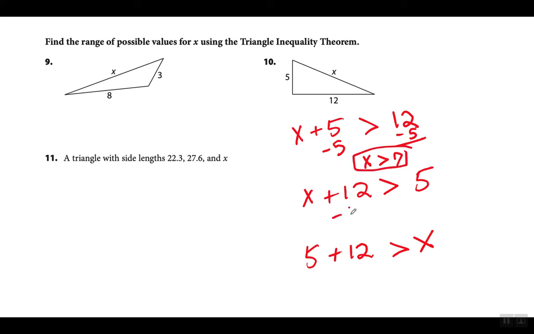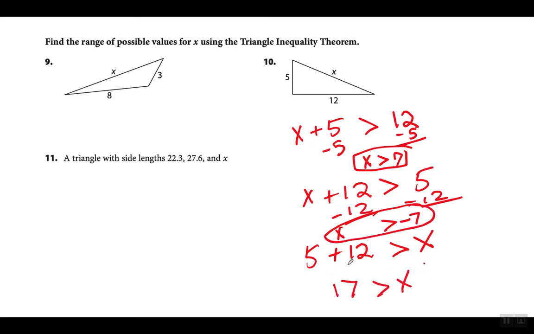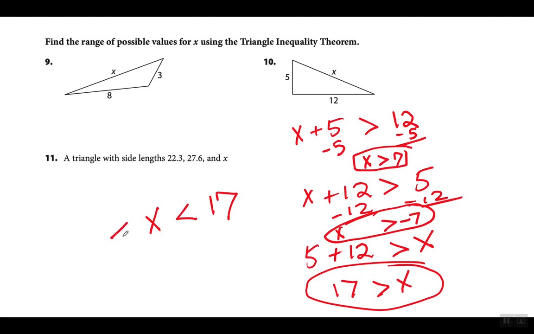Over here, subtract 12 from both sides, and I'm going to get x greater than negative 7. And the last one, when I add those, I'll get 17. So x is less than 17. Combine them in one answer. So x is less than 17, but greater than positive 7.